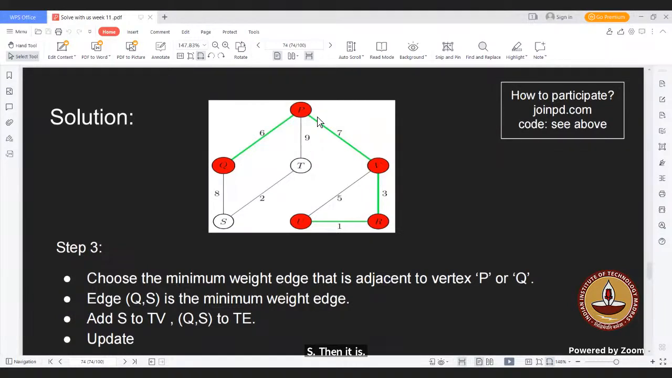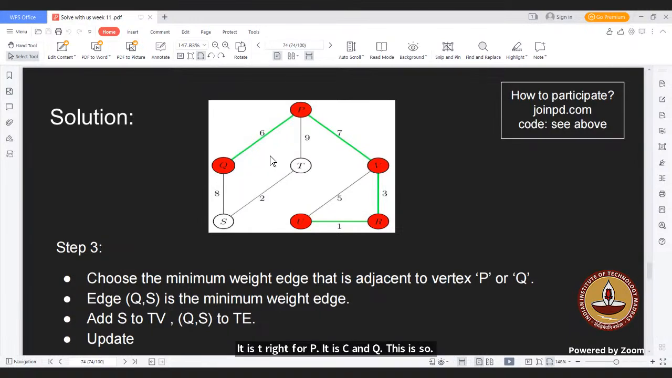See, what the algorithm says, we have to find the adjacents of all the red color ones which are not in TV. This is a cycle. So what is the adjacent of T which is not in TV? It is T, right? For P it is T, and for Q it is S. So these two are the possible candidates right now.